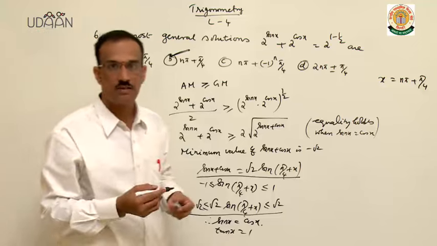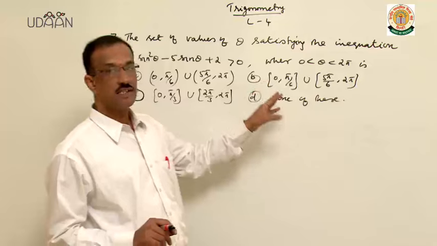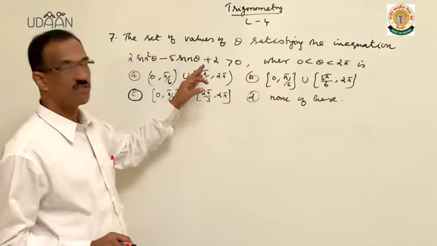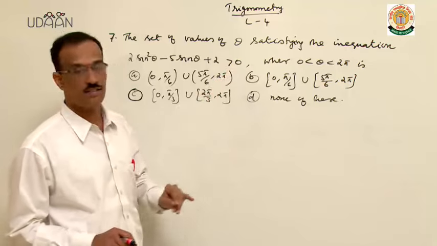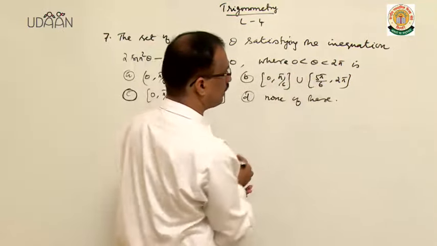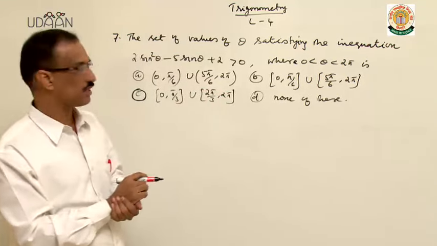Understood? Now the next question. What it says: the set of values of theta satisfying the inequation 2 sin square theta minus 5 sin theta plus 2 greater than 0, where 0 less than theta less than 2 pi. These are the options given.